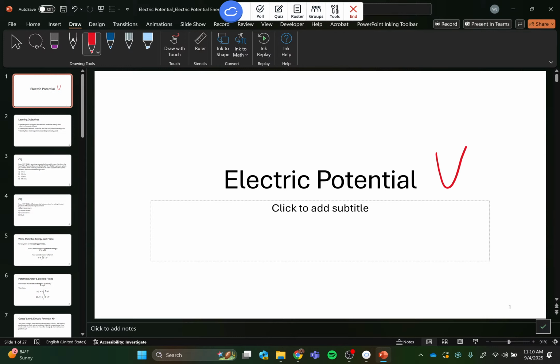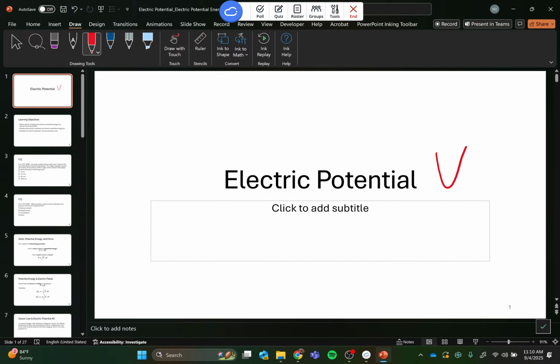And what does it have the potential to do? It has the potential to have energy. This is not energy. Electric potential is not energy. We're going to start with energy, and then we're going to derive electric potential from it. Which you're like, oh my gosh, that sounds terrible. It's going to be really simple.